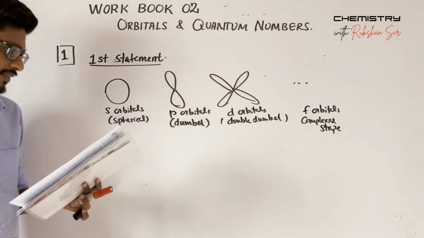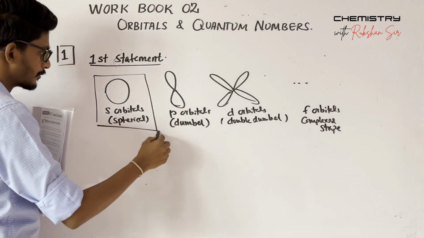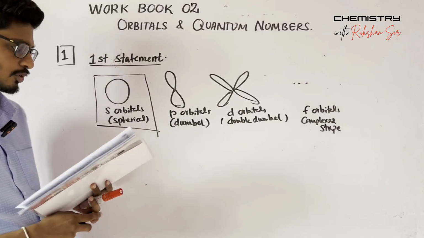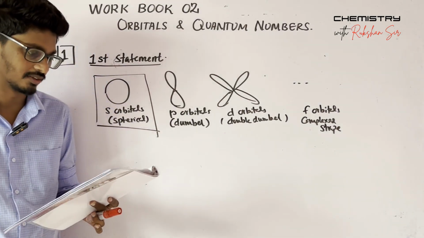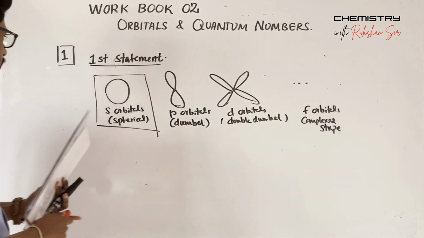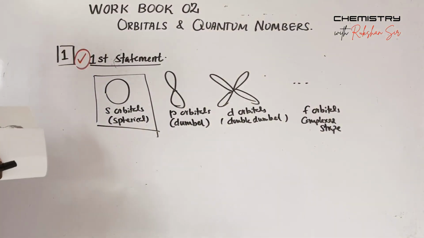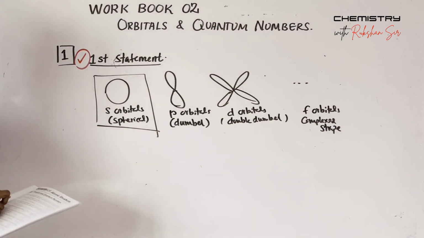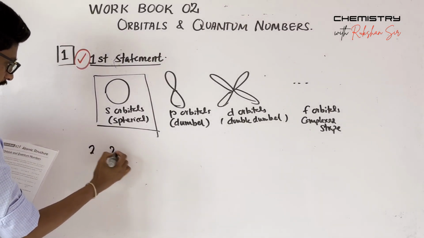So when it comes to s orbitals, yes, those are spherical in shape. So the first statement is true, as it says that the shape of the electron density distribution of the 1s orbital of the hydrogen atom is spherical. Yes, the statement is true. What about the second statement? Let's come up with the second statement.